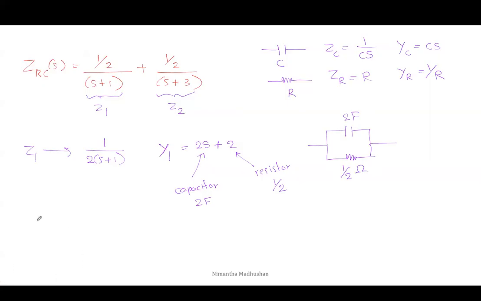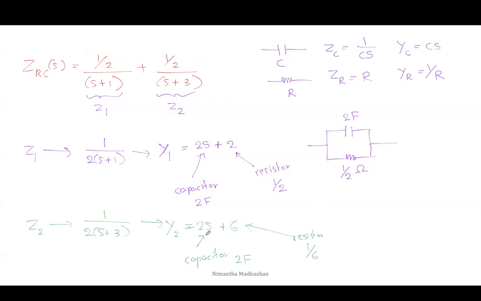Then I consider the second impedance, Z2. It is 1 over 2 times (s plus 3). For this one also I consider the reciprocal, that means the admittance value Y2 is equal to 2s plus 6. The 2s is the same as the previous one, so it is a capacitor with value 2 F, and this one is a resistor. Like the previous one, the value will be 1 over 6.